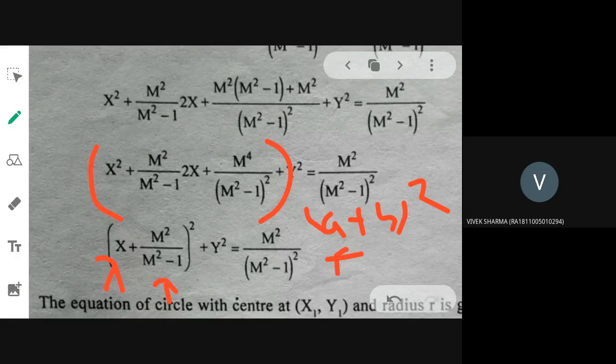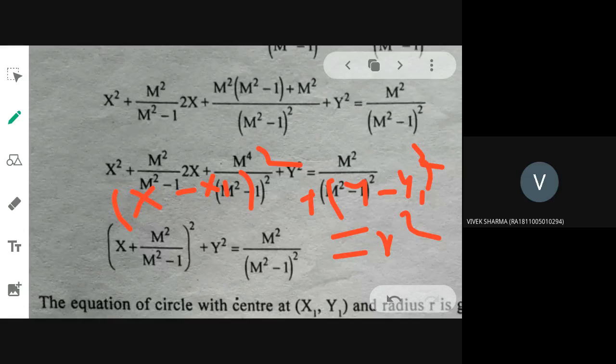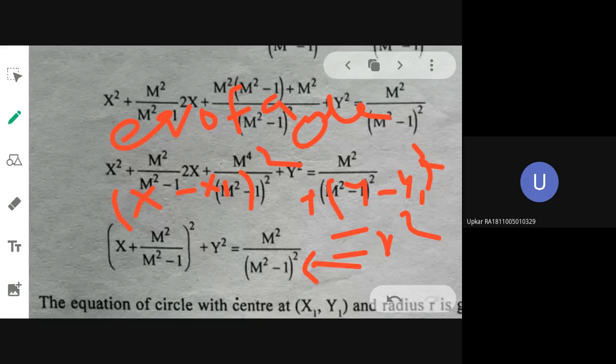You know the equation for a circle. What is the equation for a circle? These things you have studied in your lower mathematics. The equation of a circle is (x minus a) the whole square plus (y minus b) the whole square is equal to r squared. That is, (x minus x1) squared plus (y minus y1) the whole square is equal to r squared. That is the equation of a circle. So this equation is of that form only, with what value of x1, what value of y1, and what value of the radius.